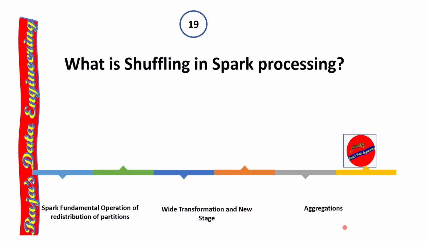Moving on to the next one, what is shuffling in Spark processing? So this is also one of the generic and basic questions. The interviewer would like to understand your understanding of Spark shuffling. So for that, we have to say that shuffling is nothing but one of the Spark fundamental operations of redistribution or reorganization of partitions. Whenever there is a wide transformation, then a new stage would be created. As a result, data would be shuffled. The examples are group by operation, any aggregate operation, join, order by. These are the examples of the shuffling process.